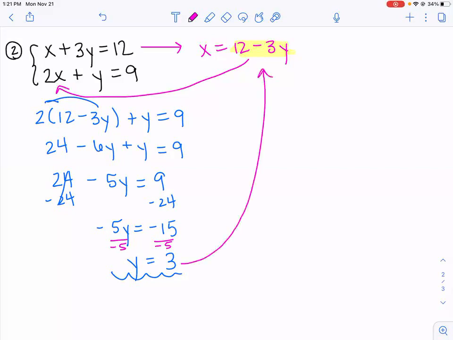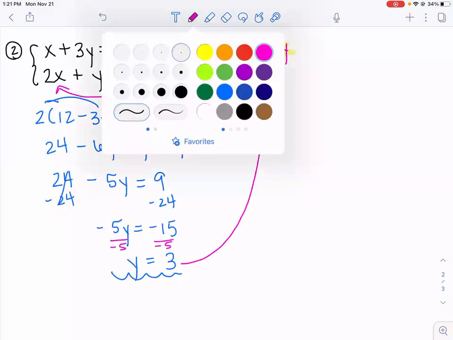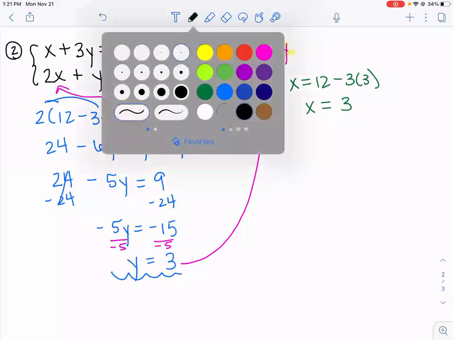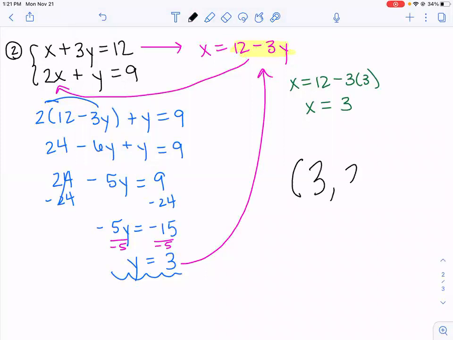Yeah. Okay, so now we're going to bring 3 back up here. x is 12 minus 3y. No way. Is x also 3? Oh my god. Okay, Seth, since x is 12 minus 3y, I brought my 3 up here to the y, and I have 12 minus 3 times y.